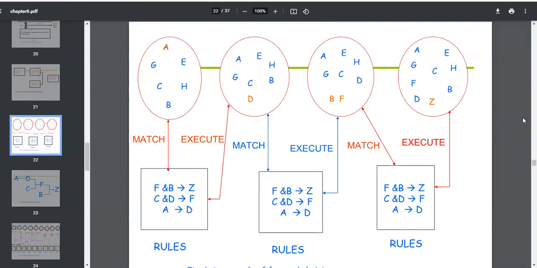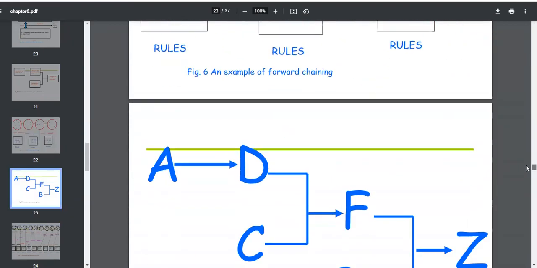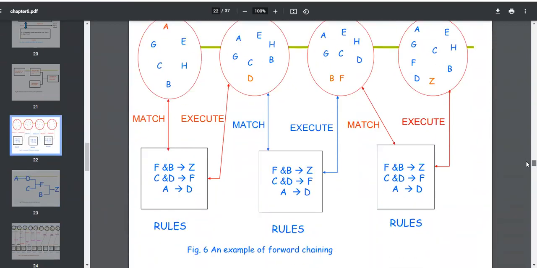Fine. Now again, what we are discussing over here is an example of forward chaining. These are the facts which are available, and these are the rules which you have. So facts are matched, and it is forward chaining. A particular fact is matched with a rule: A implies D, so it will go ahead and match D. Then it will see C and D imply F. Then B and F imply Z, so Z is the answer that you are going to get, and hence Z is going to be executed.